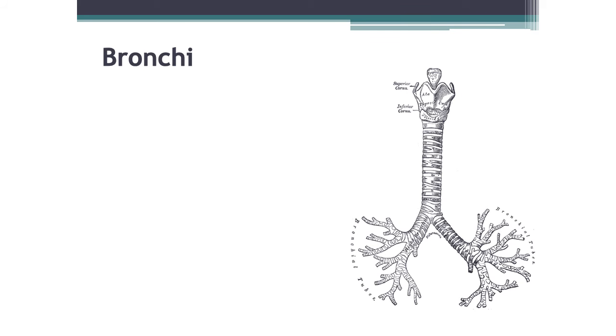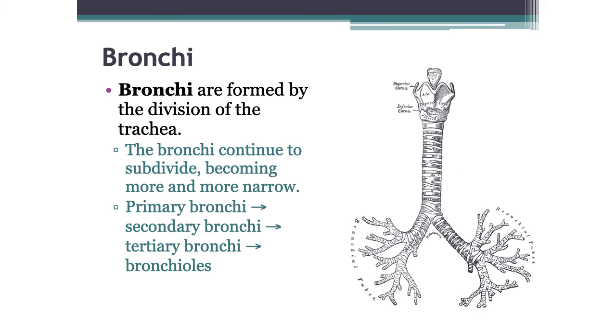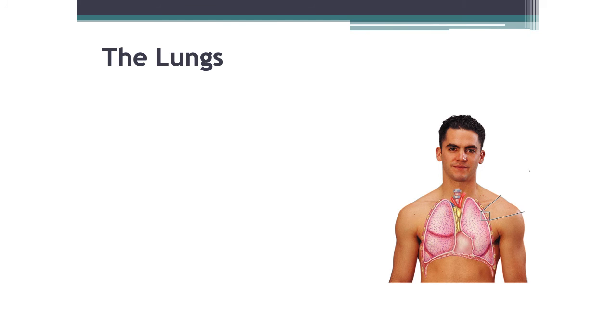And then from the trachea, it goes into the bronchi. The division of the trachea, the bronchi continue to subdivide, becoming more and more narrow. Primary bronchi, secondary bronchi, tertiary bronchi, and then into bronchioles. Okay, so bronchi into bronchioles, and bronchi lead into the lungs. So when it branches into bronchi, those are going to go into your lungs, and then they finally branch down into bronchioles, and we'll talk about what happens thereafter.